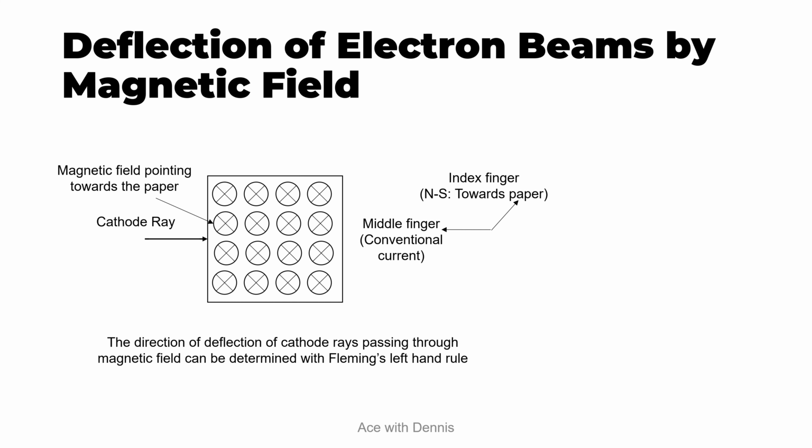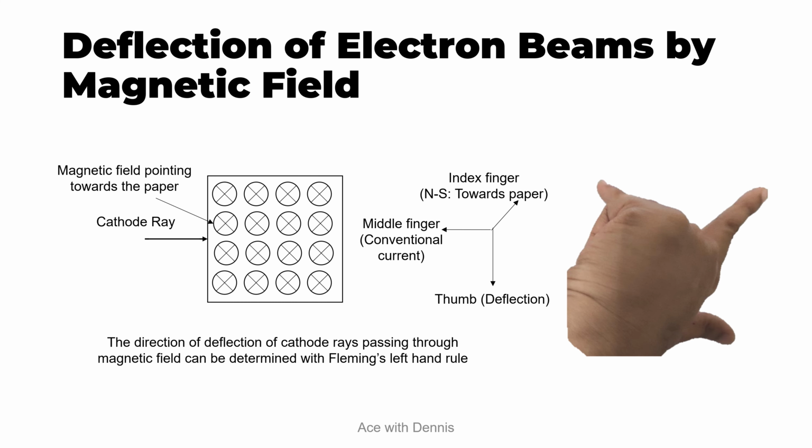And then your middle finger points to the left, which shows the conventional current, because the cathode ray is the direction of the electron flow. Hence, conventional current will be in the opposite direction. You realize that your thumb points downwards. So the thumb points to the direction of the deflection. If you follow Fleming's left-hand rule properly, your left hand will be like this. So for this case, the cathode ray will bend downwards.